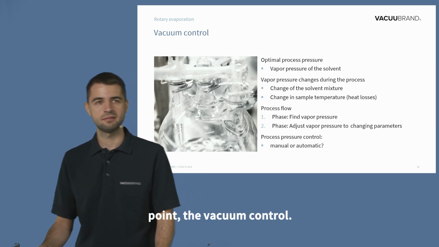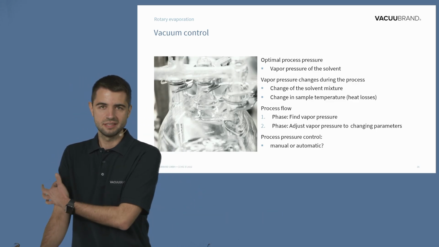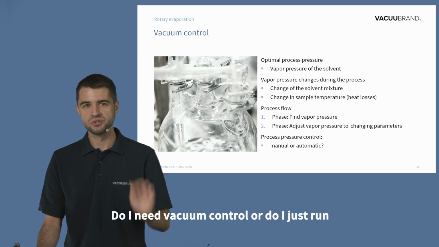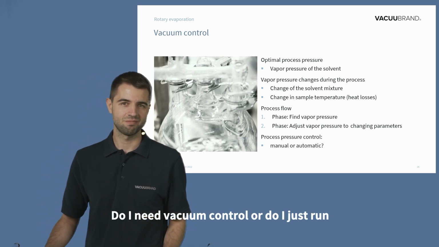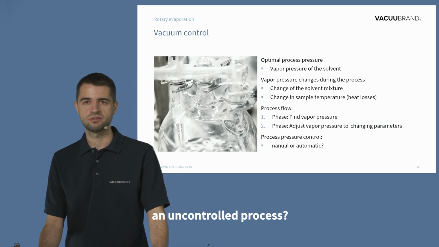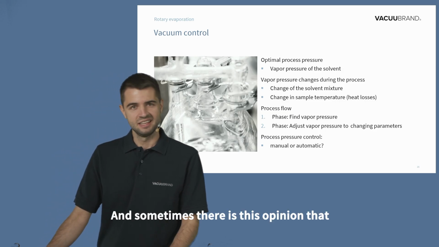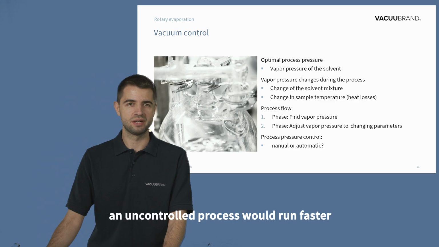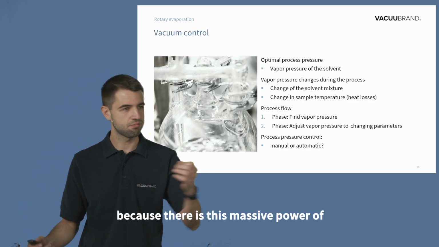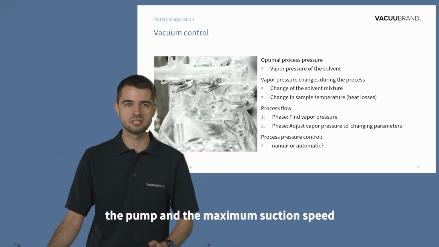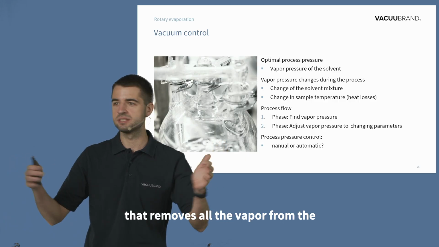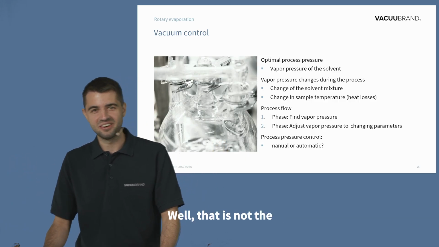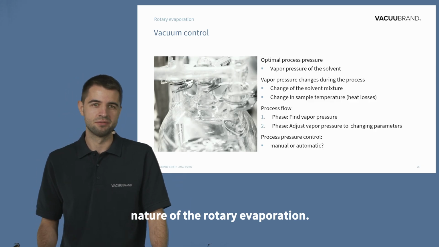Now to the second point, the vacuum control. And a big question that is always coming up with this topic: do I need vacuum control, or do I just run an uncontrolled process? And sometimes there is this opinion that an uncontrolled process would run faster because there is this massive power of the pump and the maximum suction speed that removes all the vapor from the system in an instant. Well, that is not the nature of the rotary evaporation.